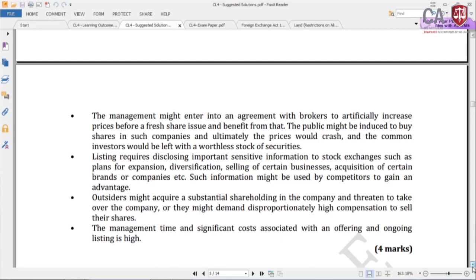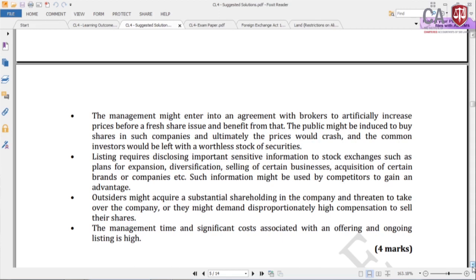Listing requires disclosing important sensitive information to stock exchanges, such as plans for expansion, diversification, selling of certain businesses, acquisition of certain brands or companies, etc. Such information might be used by competitors to gain an advantage. Outsiders might acquire a substantial shareholding in the company and threaten to take over the company, or they might demand disproportionately high compensation to sell their shares.